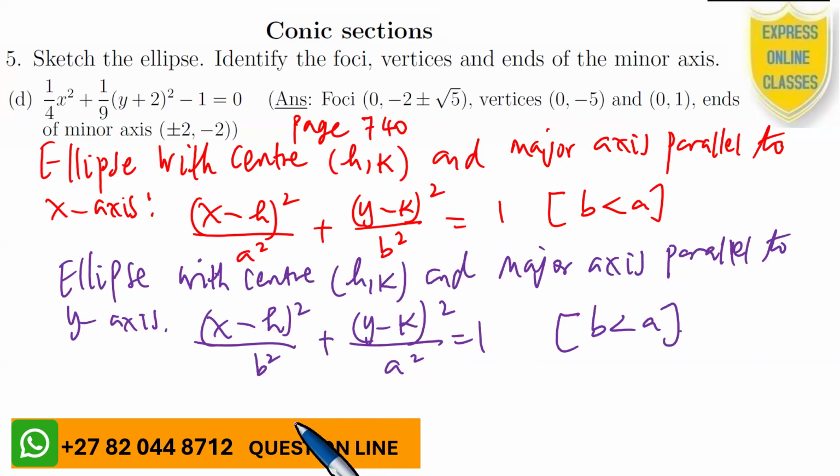So my point is, for the parabola, we study 4 equations. But for the ellipse, we study 2 equations. And for the hyperbola, we also study 2 more equations. So this becomes extremely important. Okay, now let us solve this problem.